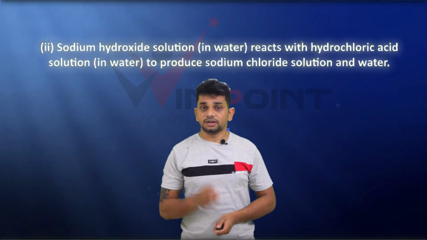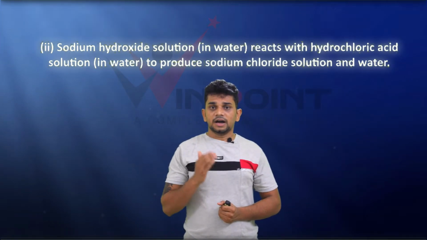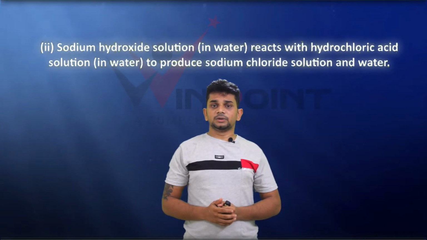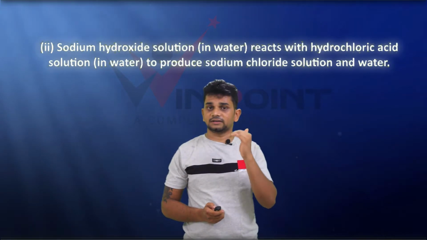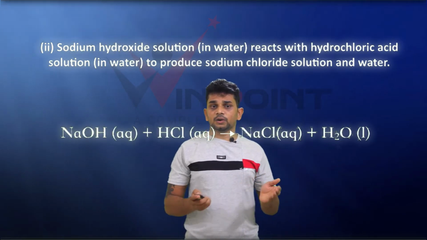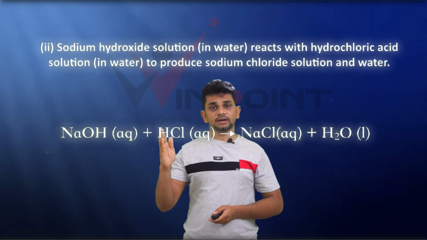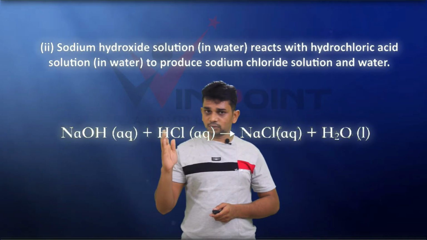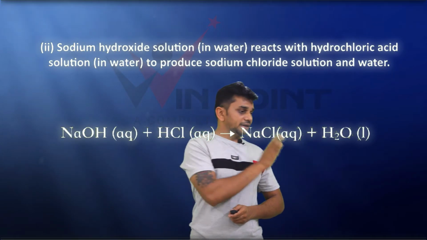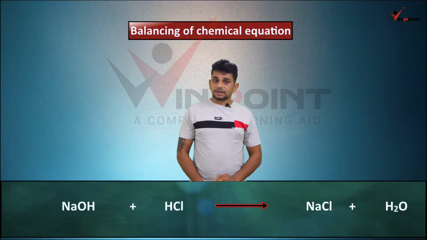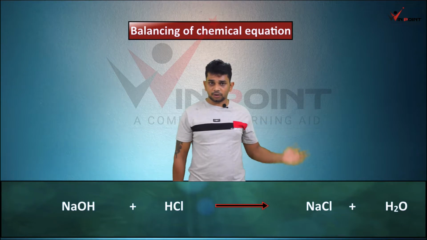Sodium hydroxide solution in water reacts with hydrochloric acid solution in water to produce sodium chloride solution and water. First we are writing the skeletal equation. NaOH, sodium hydroxide, plus HCl, hydrochloric acid, AQ means aqueous, with water gives NaCl plus H2O. We are writing the equation. We are making boxes in the reactant side and product side.